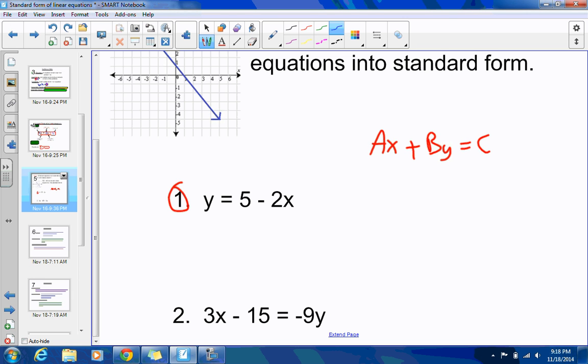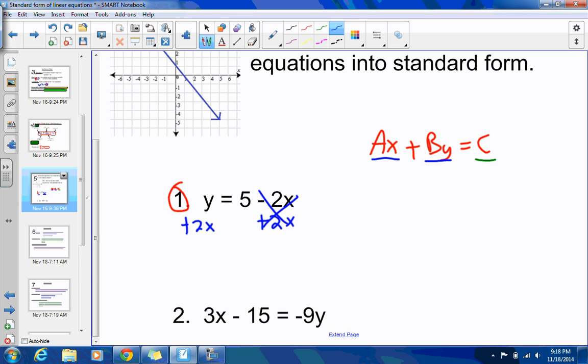And if you notice here, we want the two variable terms on one side of the equal sign, while the constant is by itself on the other side. So right now we have the y and the x on different sides. We have the constant term on the right side, but we got to get rid of this minus 2x from the right side. So what we're going to do is do the opposite of minus 2x and add 2x to cancel that out. That you have to do to the other side.